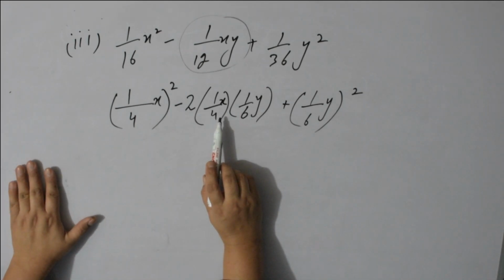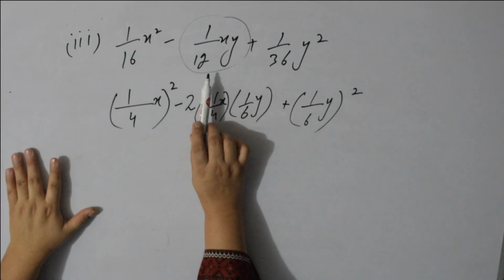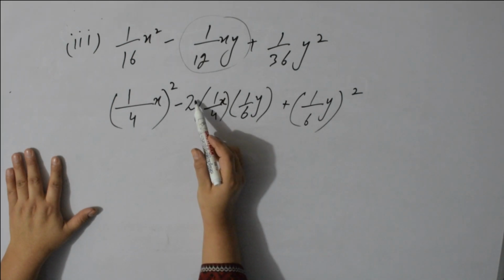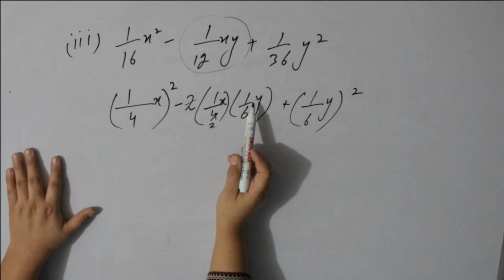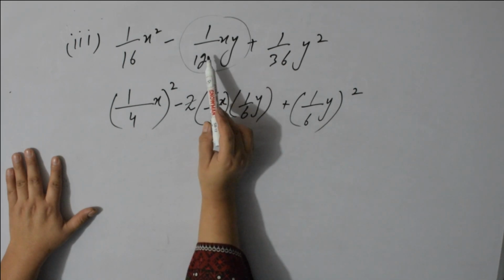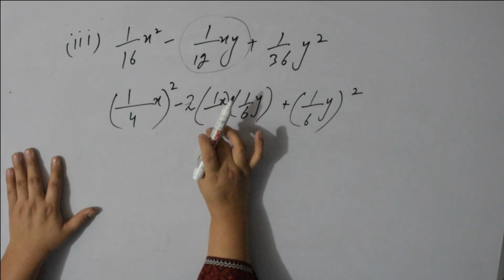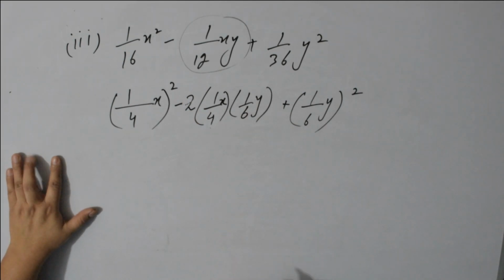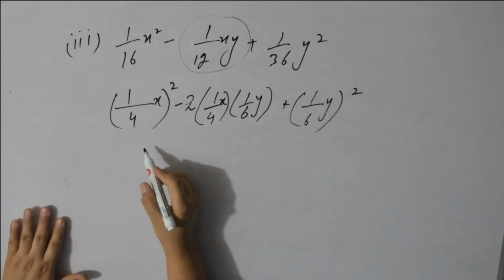Look, now I am going to check whether it is correct or not, whether it matches the middle term of the question. When you cancel this 2 with this 2, it becomes 2 2s are 4, xy 6 2s are 12. So yes, this is correct. So my a and b, the standard form of these terms, are correct.